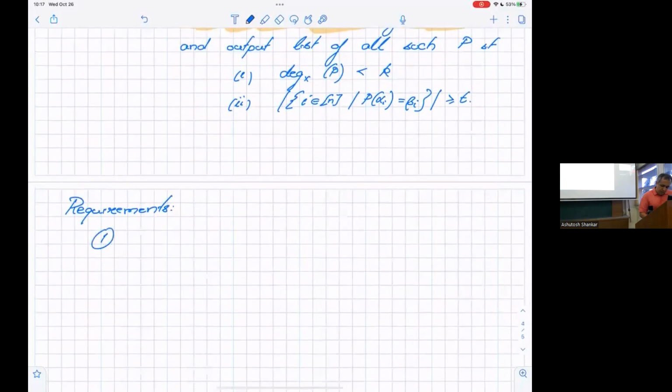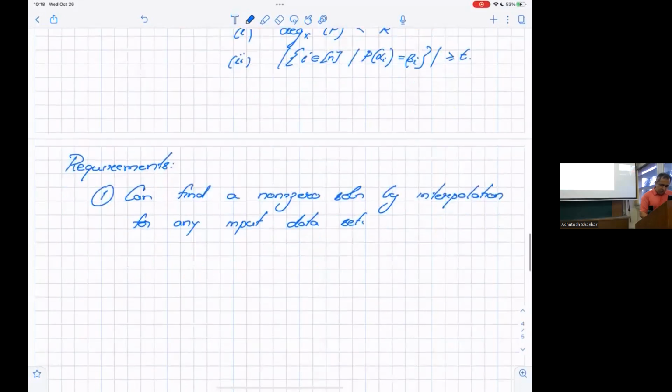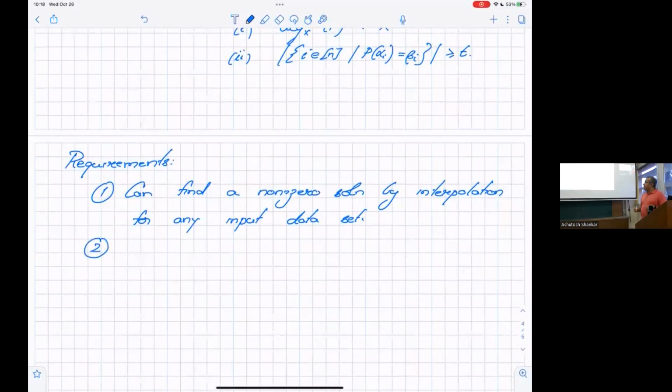One, we can find a non-zero solution by interpolation for any input data set. And two, every polynomial p that has agreement t should appear as a factor. That's what we do. We don't want to miss out any of the factors. So these are the requirements we want.